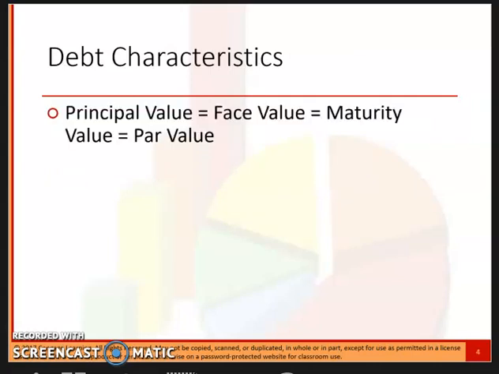Characteristics of debt. Principal, base value, maturity value, par value all refer to the same thing. That is the amount of money that you're going to receive when the bond matures. Most of the problems in the book, or almost all of them, talk about a maturity value of $1,000. That's common for practice, but for the most part, bonds typically involve very, very large purchases in the millions of dollars. Interest payments are also coupon payments.